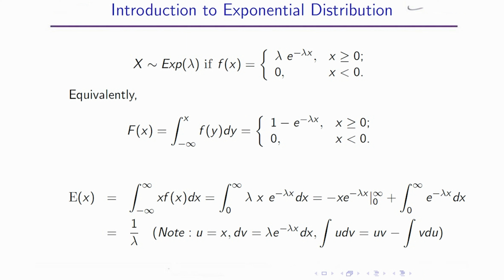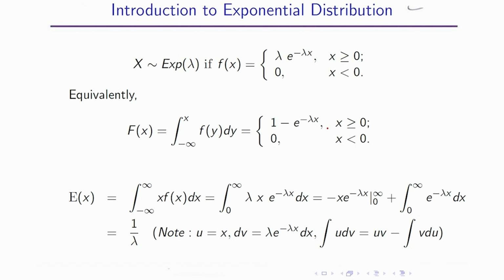If a random variable X is exponentially distributed with parameter lambda, then the density function f of x is equal to lambda e^(-lambda x) if x is greater than or equal to 0. Equivalently, we can calculate the CDF of X, which by definition is the integral of f(y) dy from negative infinity to x, which is 1 minus e^(-lambda x). Of course, x has to be greater than or equal to 0.